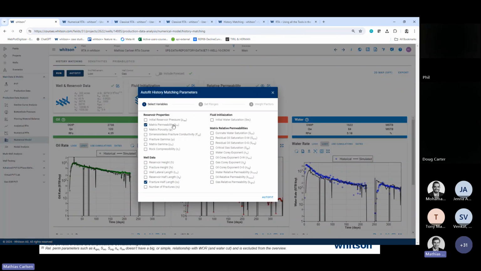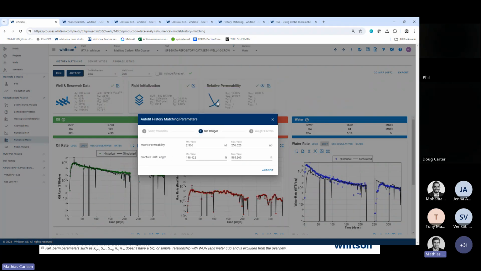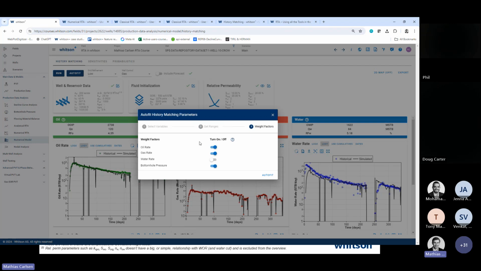And what autofit does is that you pick the parameters that you would like to vary within different ranges. So let's say in this case, by default, we have matrix perm and fracture half length as ranges. And then we provide a range that they can change between. And that is automatically populated based on what you already have selected. And you can increase this range if you like to. And then you can also change the weight factors. So right now I'm weighting oil and gas and bottom hole pressure.